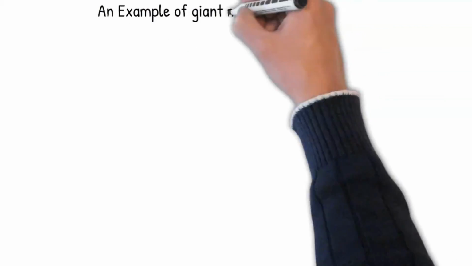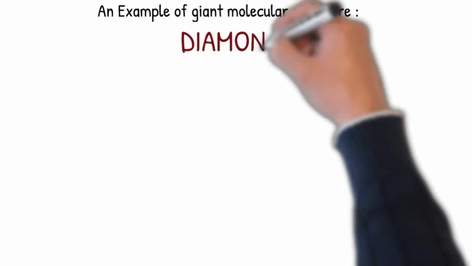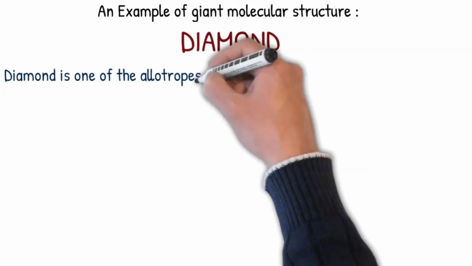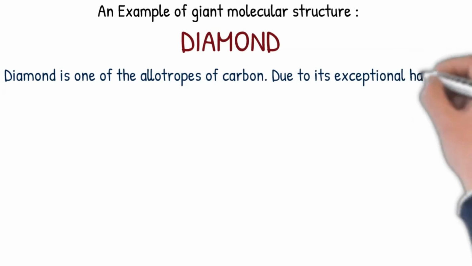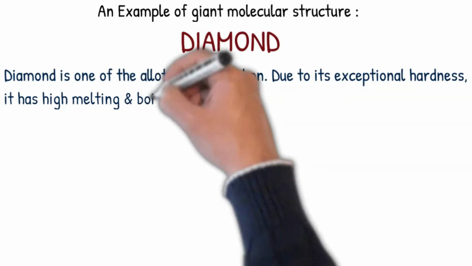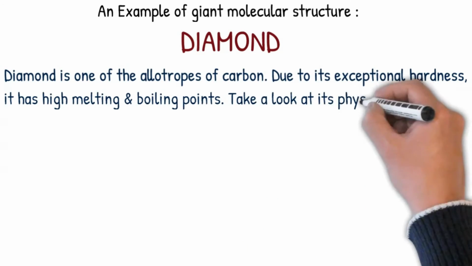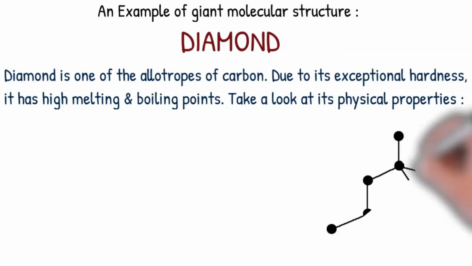An example of a giant molecular structure, diamond. Diamond is one of the allotropes of carbon. Due to its exceptional hardness, it has high melting and boiling points. Take a look at its physical properties.